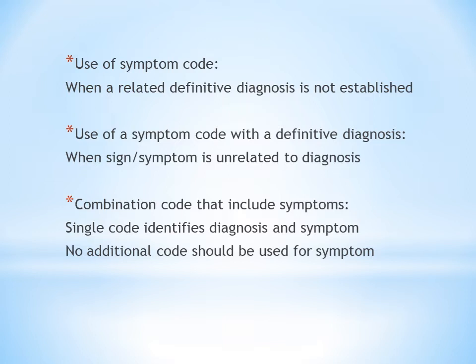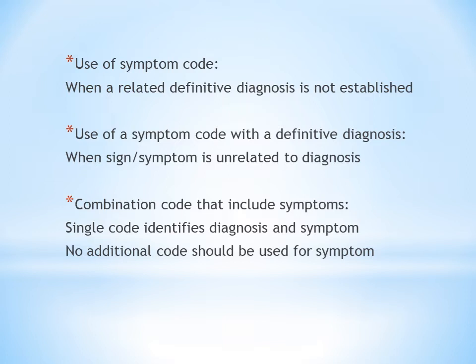For example, if the patient has acute appendicitis as a diagnosis and the patient is also having chest pain, this chest pain is unrelated to the diagnosis, that is acute appendicitis. In that case we can code for chest pain along with the code for acute appendicitis. So the symptom should be unrelated to the diagnosis that we got. In that case we can code symptoms along with the diagnosis.